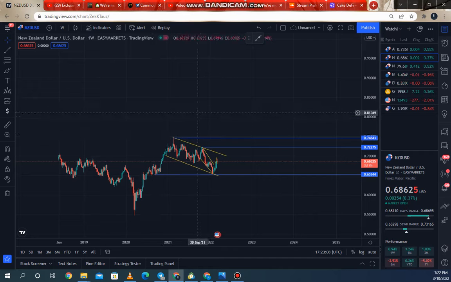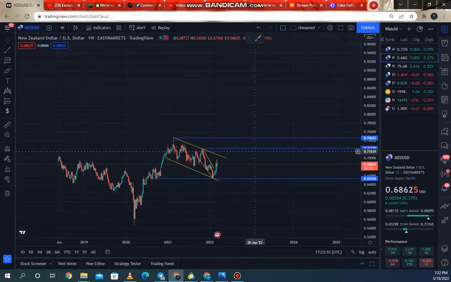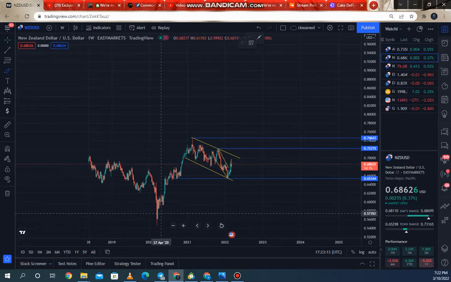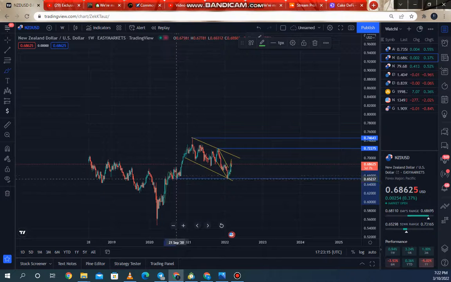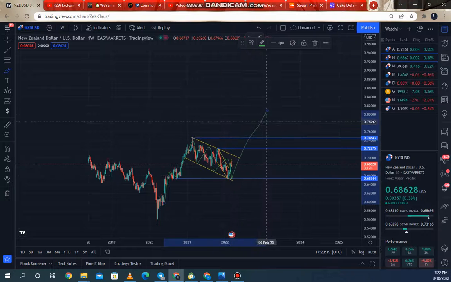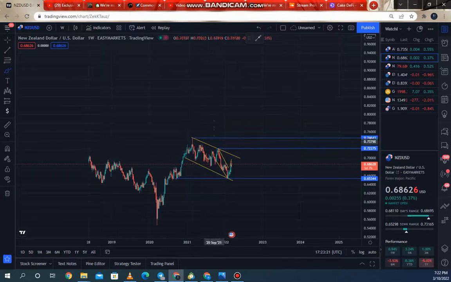So what we can see here with New Zealand USD again, is that this move is an impulse, this is a correction, this is an impulse, and then this is a big correction, right? This is a big correction to continue. This is a big bull flag, right? So already we can see we have this big bull flag on the weekly time frame.